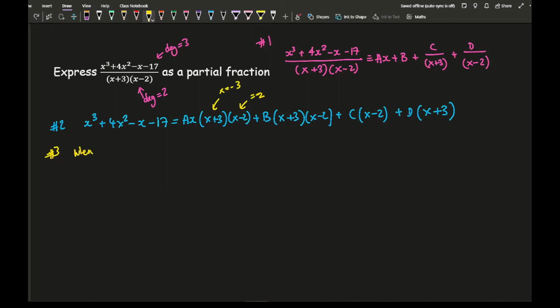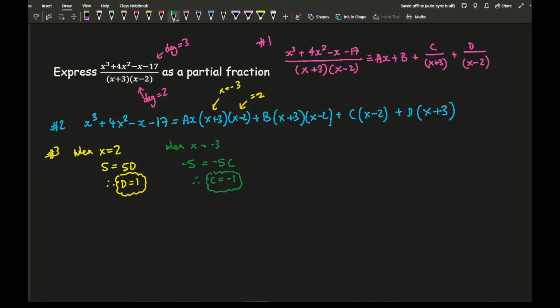So when x equals 2, substituting x equals 2 into the left hand side, I'm going to get 5, and looking at which letters disappear, it's going to be everything apart from d, so I'm going to end up with 5d, so therefore d equals 1, and there is my first value found. Then when x equals minus 3, substituting minus 3 into the left hand side, I'm going to end up with minus 5 equals, and looking at which letters disappear, it's everything apart from c, so I'm going to end up with minus 5c, so therefore c equals minus 1.